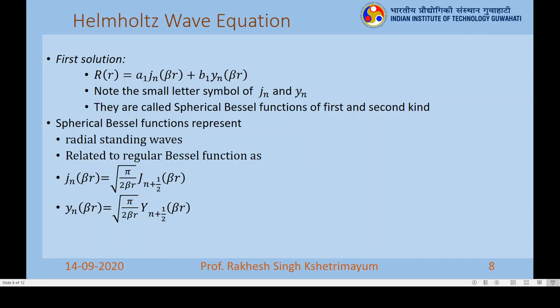But now for the spherical waves, I am multiplying by 1 by square root of r, and Jn plus half already has a variation of 1 by square root of r. So when I multiply these two, what I'm getting is 1 by r. So jn and yn variation with respect to r is 1 by r. That's the signature for the spherical wave. The variation of the waves with respect to r should be 1 by r. That's what we're getting here.